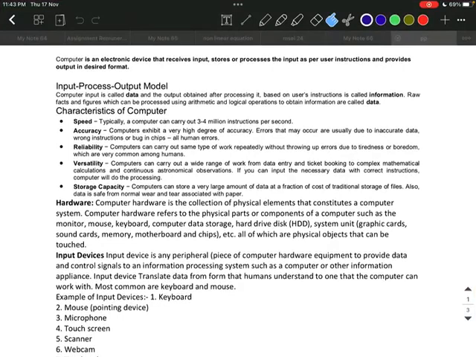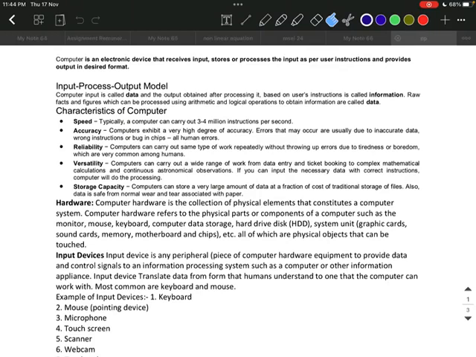Hello class. Now this is regarding a gist, or you can say a compiled version of unit 1, where we will be talking about what are the basics of computer, what is input process output model, what are its characteristics, what is hardware, what is software, and what are its devices. So let's just get started. Though I have already told you about these things, this is a compiled version of them.